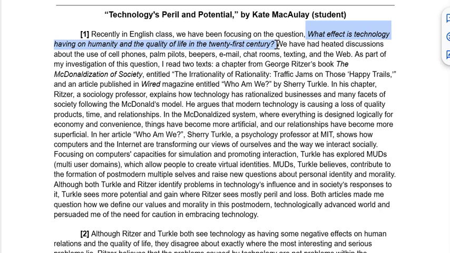Here you might want to think about, why is it valuable to look at multiple sources when analyzing a complex issue like technology's impact?